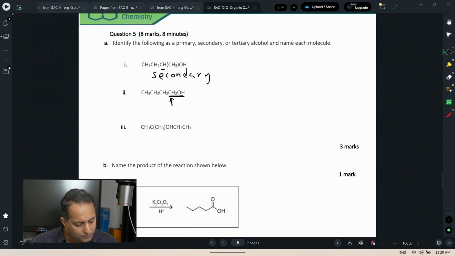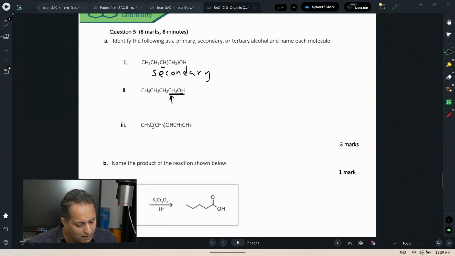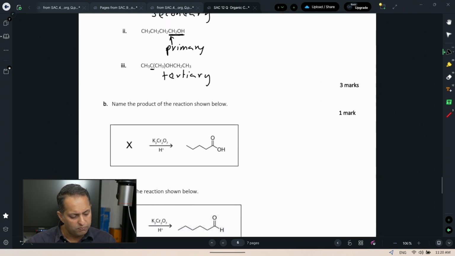All right. Now this one. Where's the hydroxyl carbon? This is the hydroxyl carbon. It has got how many hydrogens? It has got no hydrogen. So this is tertiary, isn't it? Simple. Tertiary alcohol. Okay. Now, name the product of the reaction below.